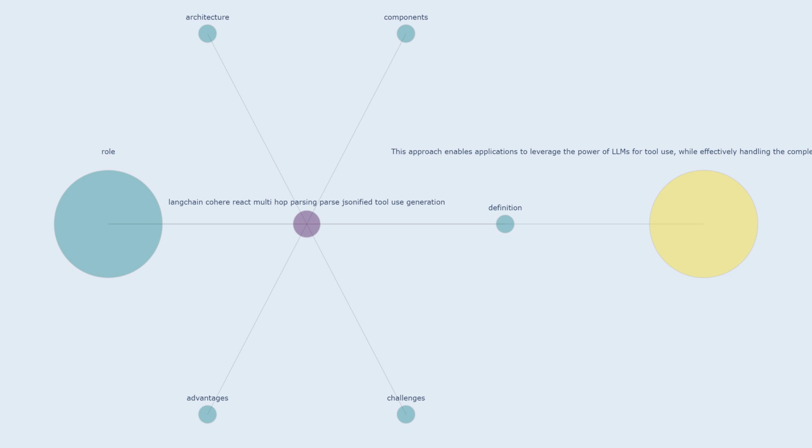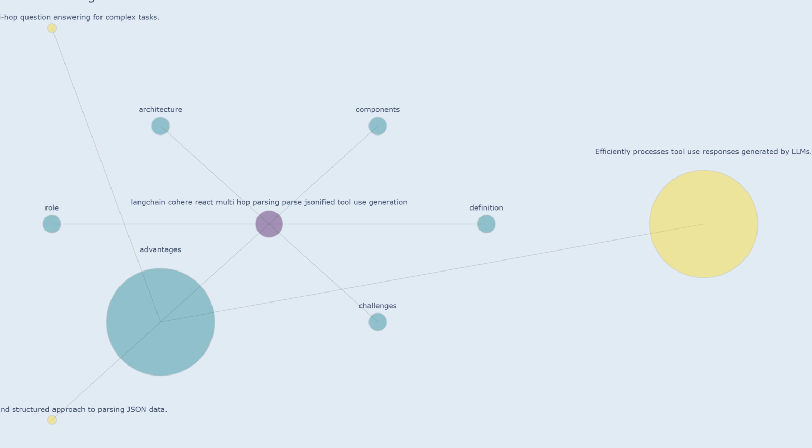Role. This approach enables applications to leverage the power of LLMs for tool use, while effectively handling the complexity of multi-hop question answering and JSON parsing. It allows developers to build applications that can automatically interact with external systems and retrieve information from multiple sources. The approach also provides a structured and efficient way to handle JSON formatted responses from tools.